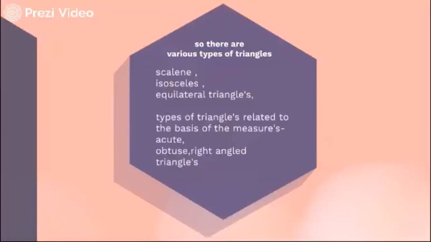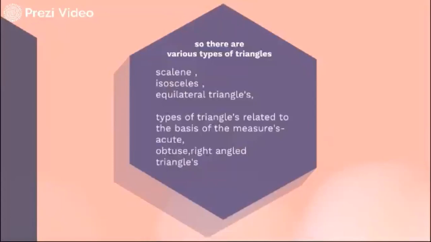So next, there are also types of triangles which are related to the basis of the measures. So here we have acute, obtuse, and right angle triangle. An acute triangle is less than 90 degrees. A right angle triangle has a right angle, which is 90 degrees, and acute is less than 90, and obtuse is more than 90, which is greater than 90, and of course right angle is 90 degrees.